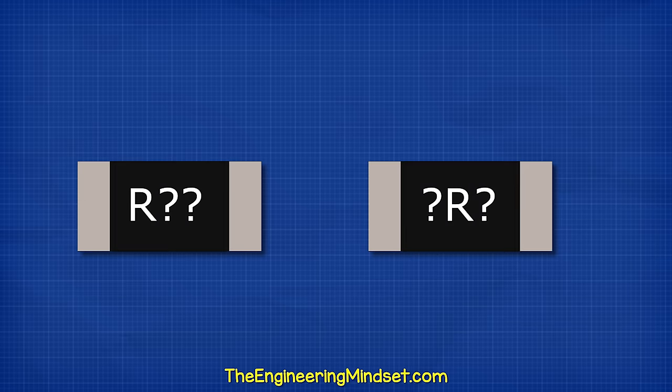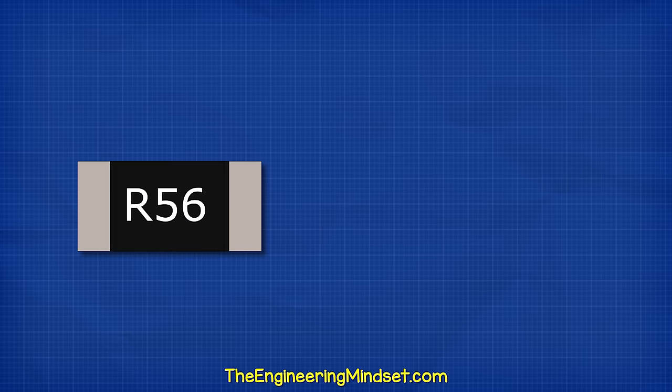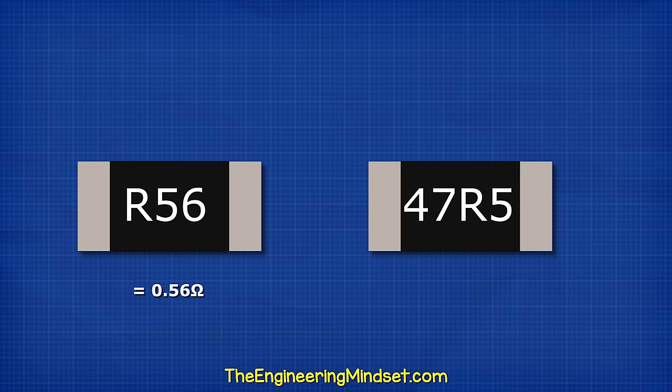Sometimes we have the letter R before or between the values. We treat this as a decimal place. So this R56 resistor is 0.56 ohms. This 47R5 resistor is 47.5 ohms.